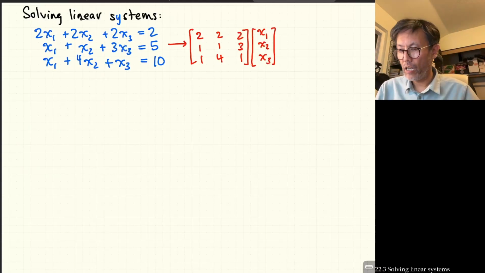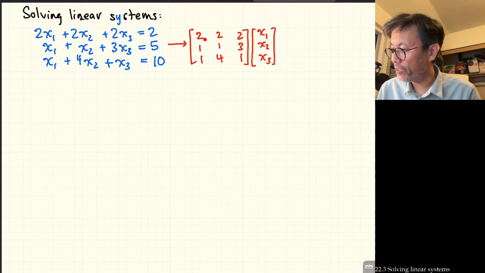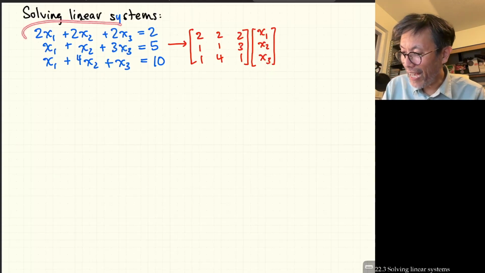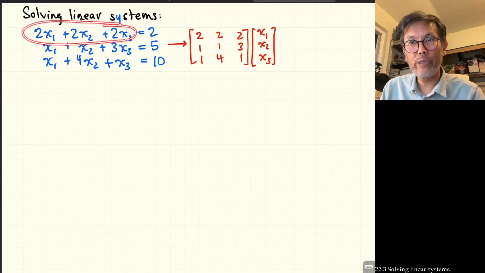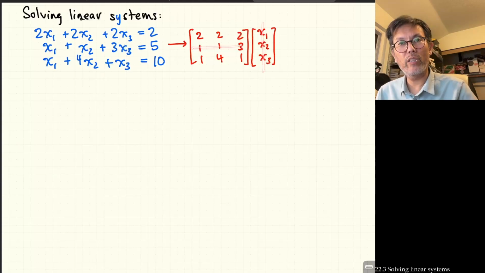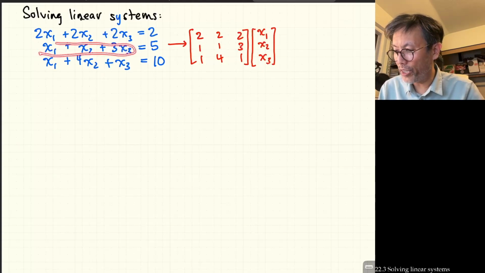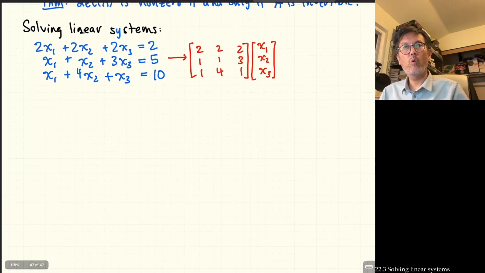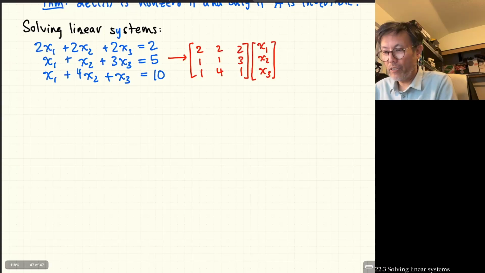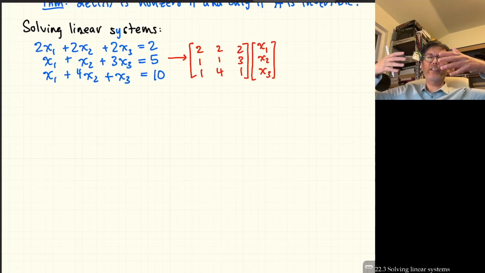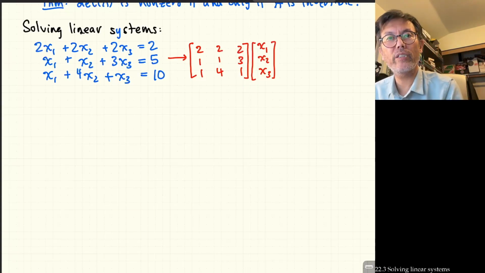Notice, if you do this matrix multiplication, you take 2, 2, 2 and multiply it by x1, x2, x3. Take the dot product, right? But that's exactly this expression here. Do you agree? Similarly, when you take 1, 1, 3 and take the dot product with this vector, you get exactly this expression here. And similarly, this one. So you understand why this matrix product in red gives you the left-hand sides of this system of equations.